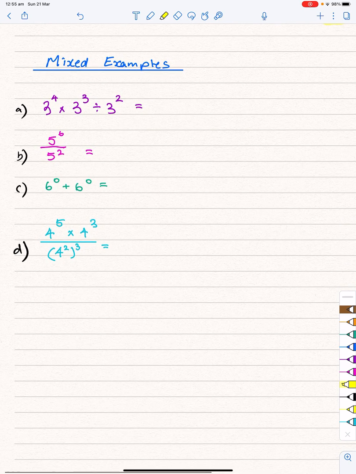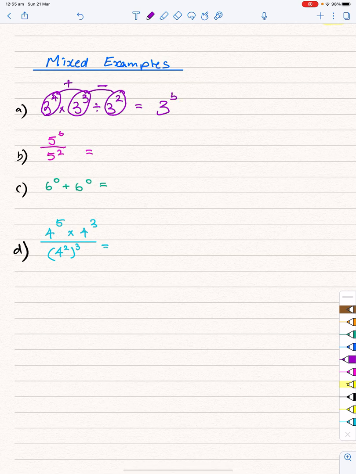So let's try out the first one. We've got 3 to the power of 4 times 3 to the power of 3 divided by 3 to the power of 2. I'm going to start off by adding the powers, and then I'm going to subtract the powers. So the base stays the same. I'm going to do 4 plus 3, which is 7, and then 7 take away 2 is 5.